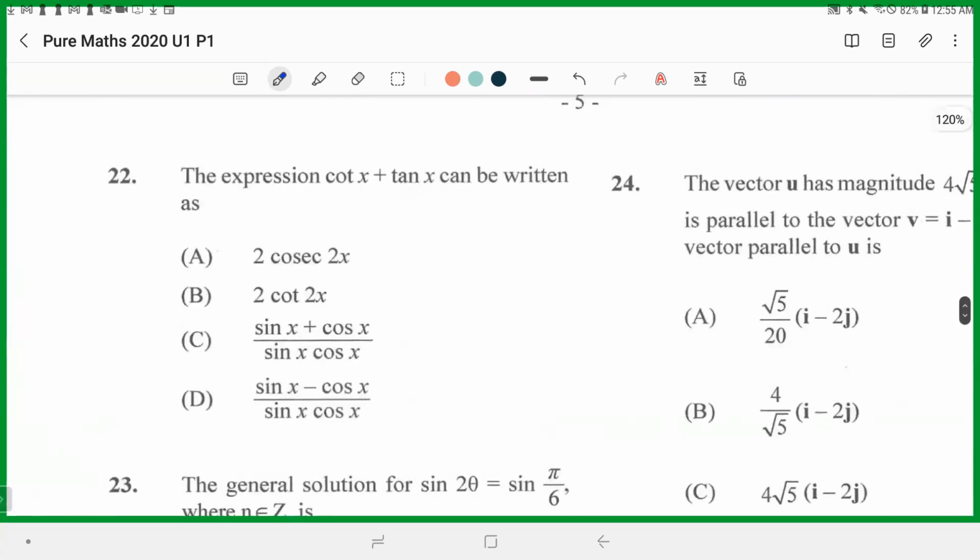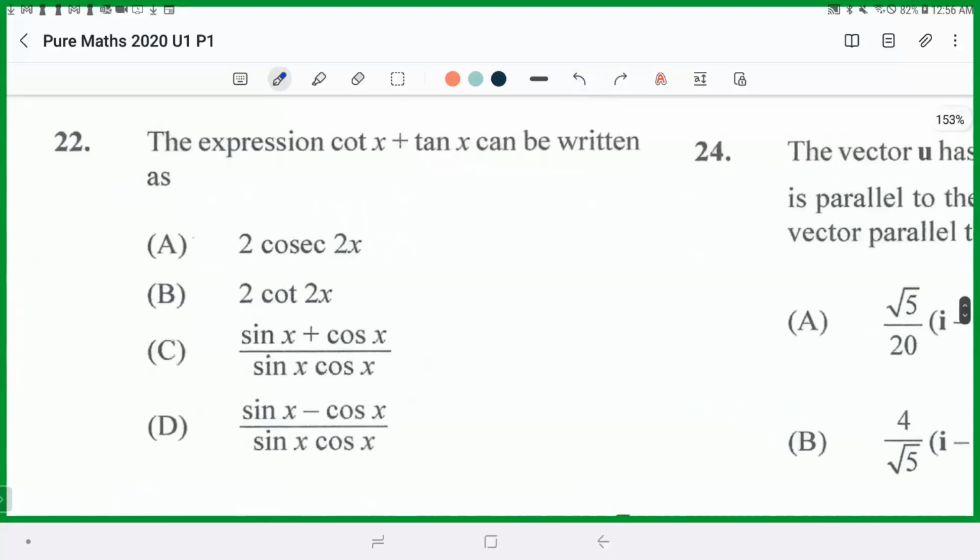They give us this now, and they want to know which one of these is the same. So I say cot and tan. I prefer to just write cot as cos over sine and tan as sine over cos. So I'm going to write it as cos x over sine x, and then I'm adding sine x over cos x.